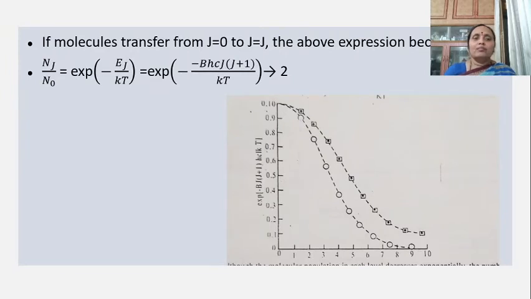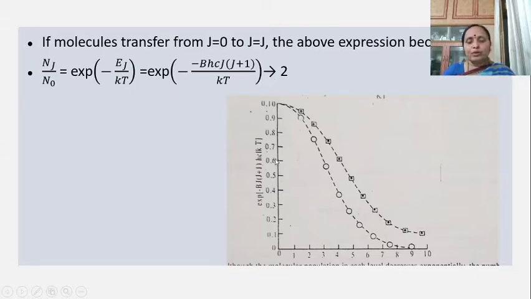If molecules transfer from J equal to 0 to J equal to J, then the above expression becomes NJ by N0 equal to exponential of minus EJ by kT, which is equal to exponential of minus BhcJ(J plus 1) by kT. Let me number this as equation 2.